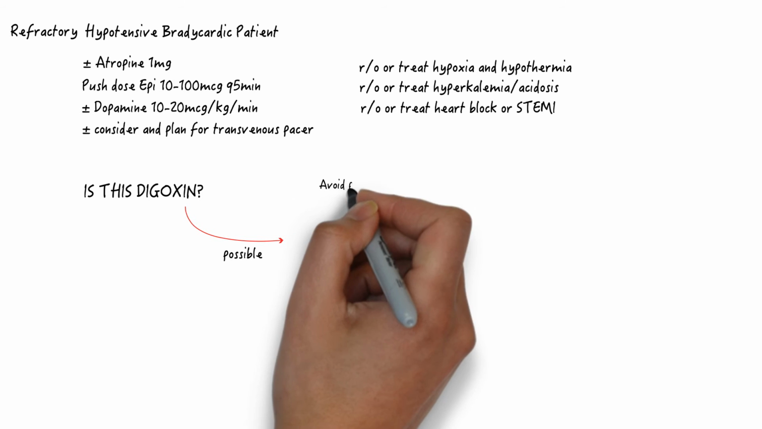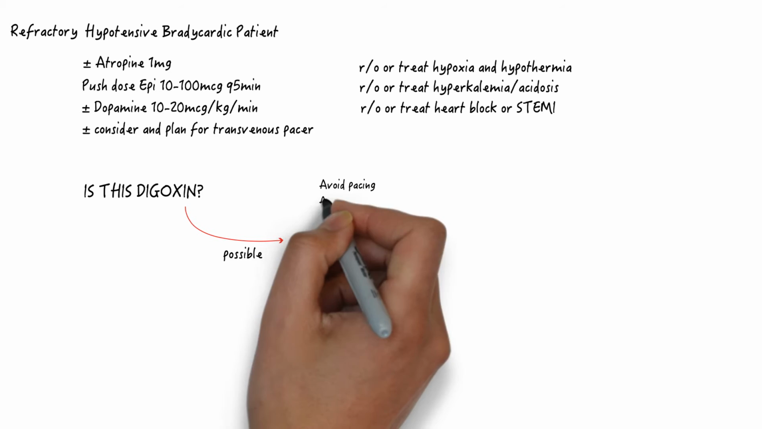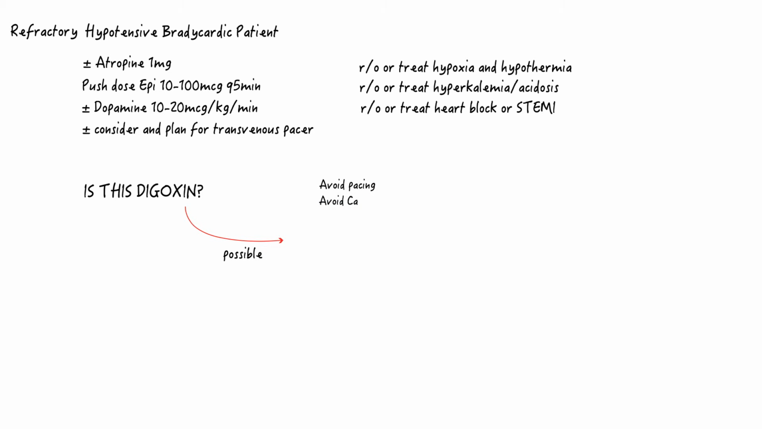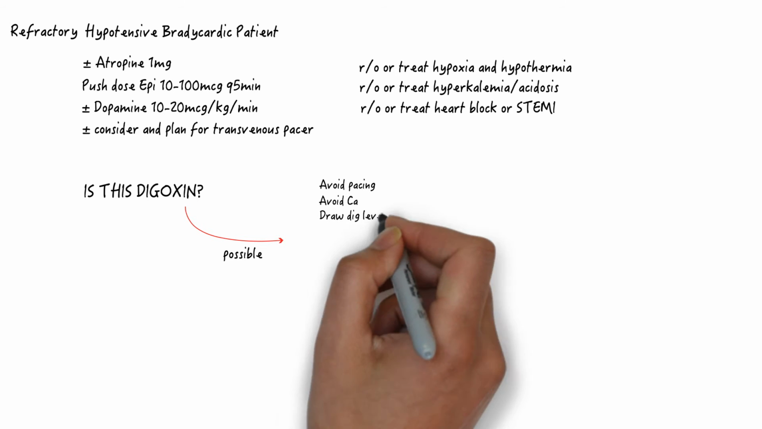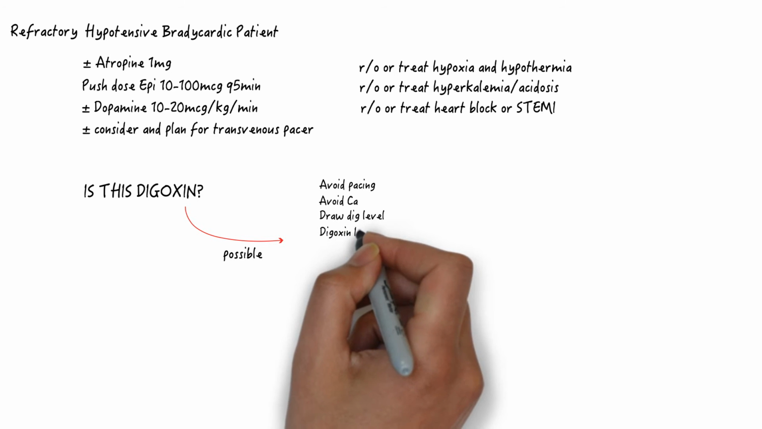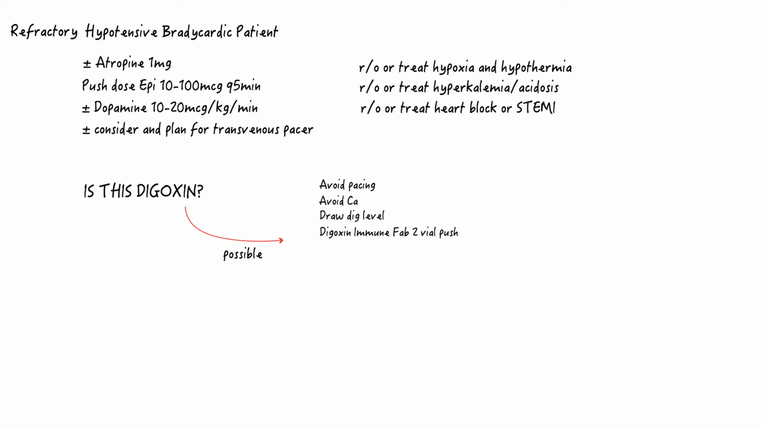hence the purpose of this talk. So the next question to ask is: is this digoxin? Because you don't want to pace or use calcium if it is. Pacing an already hypercalcemic and irritable myocyte can precipitate more unstable rhythms. Giving calcium can theoretically worsen digoxin overdose by further increasing intracellular calcium. If you suspect digoxin, draw a digoxin level, but also empirically administer 2 vials of Digoxin Immune Fab push.